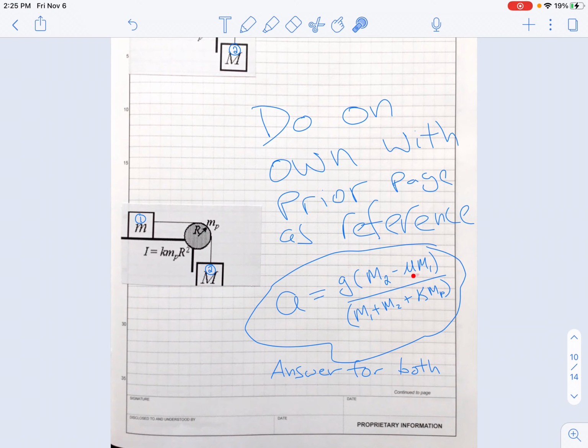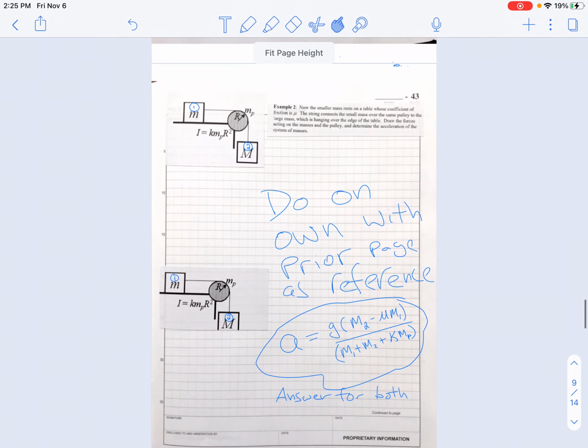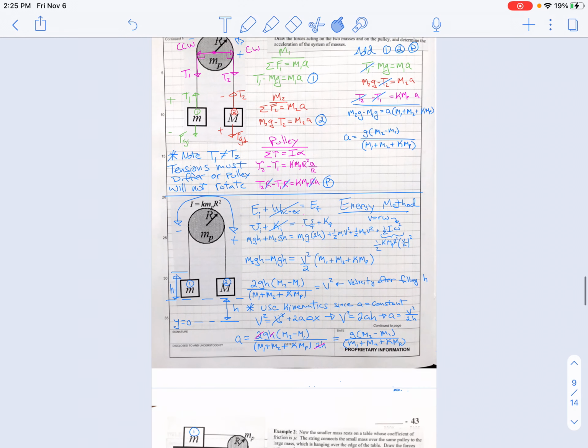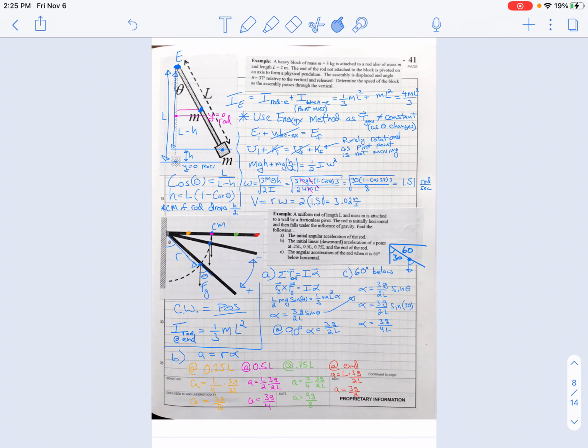The mu in here comes with friction. And there you go. Get that stuff copied and done. 43, 42, and 41. Get that done for class on Tuesday.